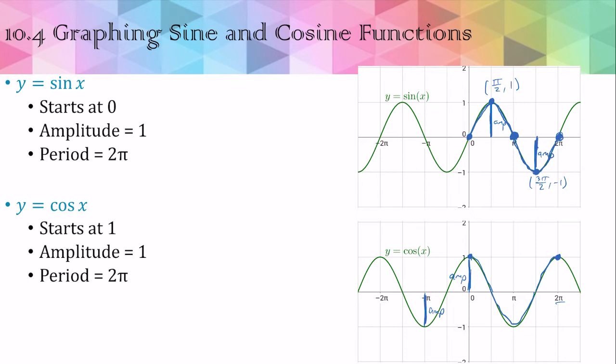The key points, so halfway between the two highest points, that would be pi, negative 1, and this is 0, 1, and the other is 2 pi, 1. Halfway between those are the x-intercepts at pi over 2 and 3 pi over 2.